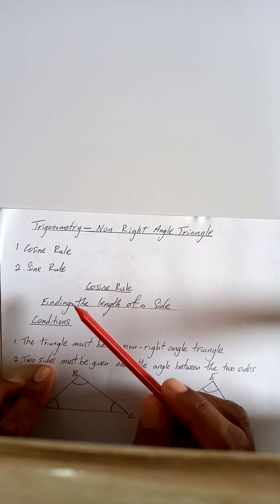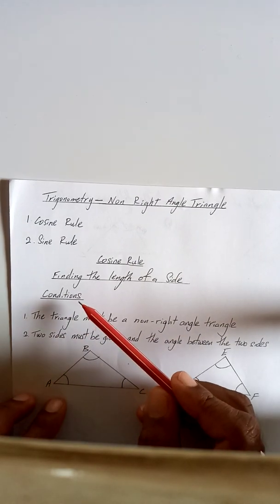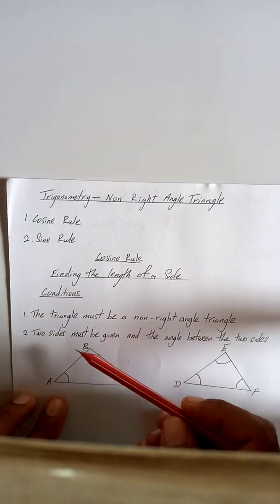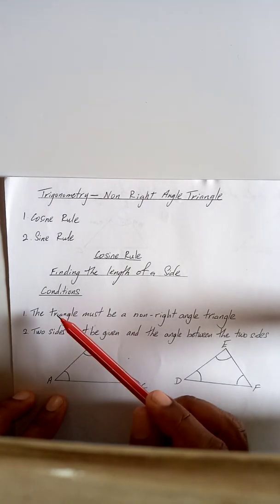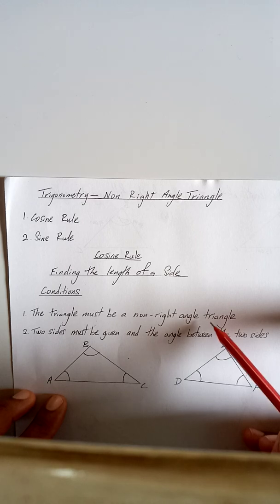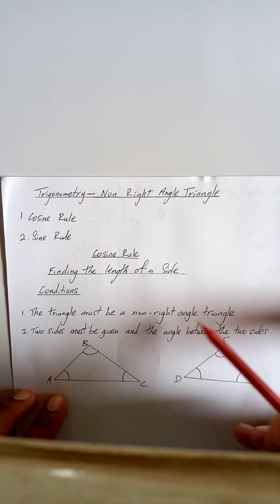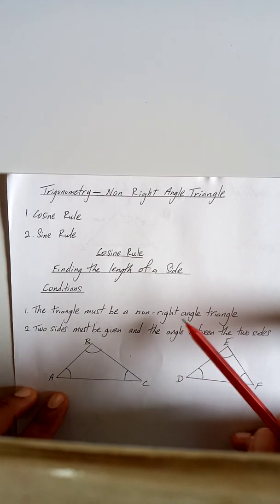There are two things we'll do under the cosine rule. First of all, we'll find the length of a side. Conditions. These are the things that we need in order to find the length of a side. Firstly, the triangle must be a non-right angle triangle. Even though we can use the cosine rule with a right angle triangle, it is more applicable to a non-right angle triangle.